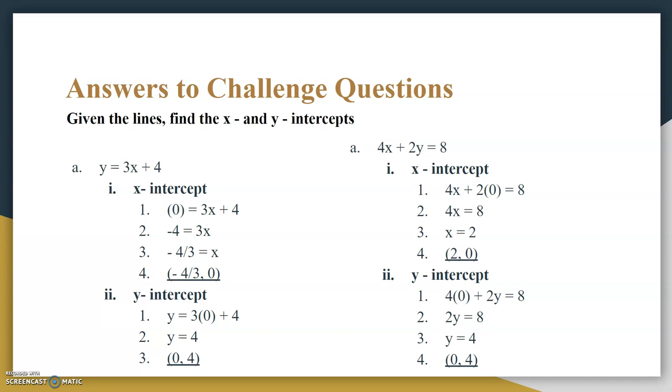Now let's find the y-intercept. As we did in the previous problem, let's substitute 0 for x. 4 times 0 plus 2y is equal to 8. 4 times 0 is equal to 0. That leaves us with 2y is equal to 8. Let's divide both sides by 2 to get y by itself. Y is equal to 4. Therefore, our y-intercept is 0, 4.